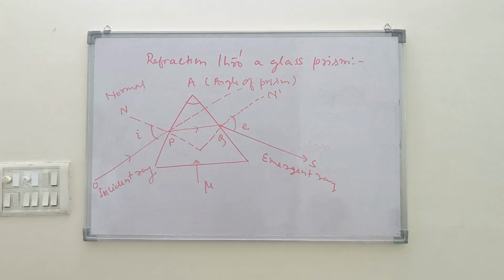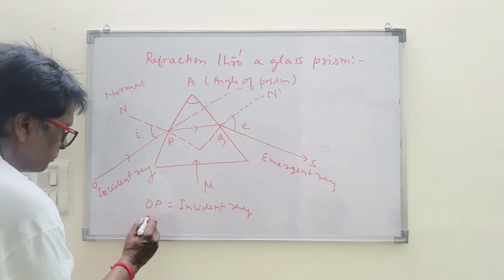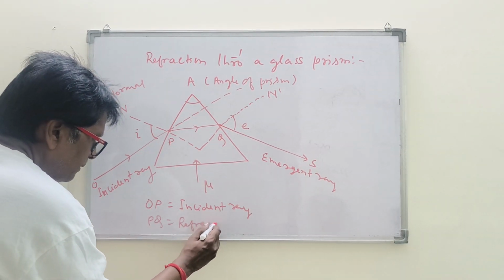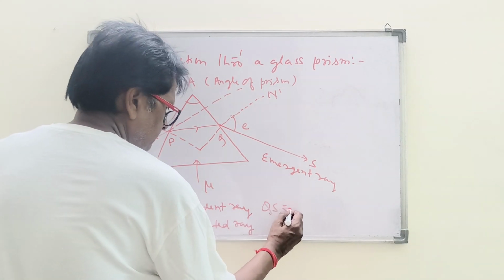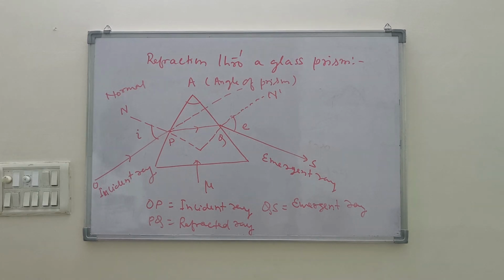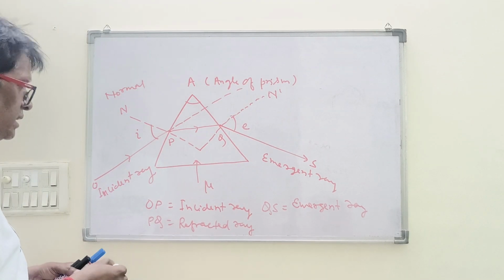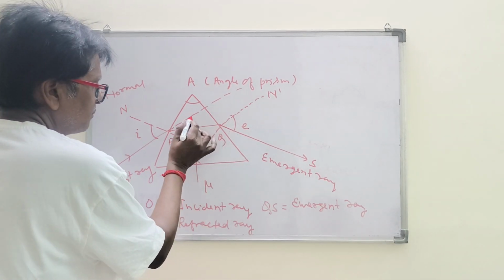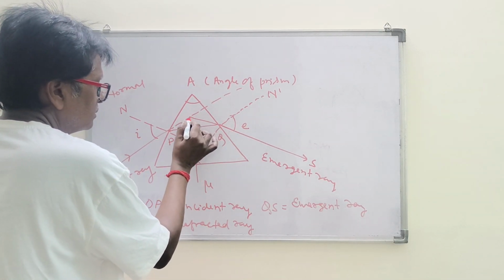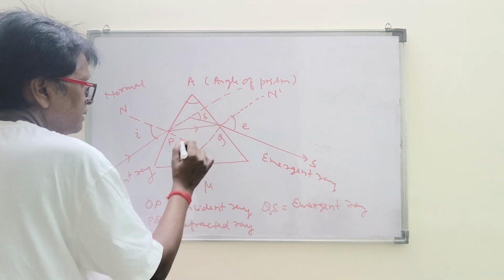So I will repeat again. What are the names of these rays? OP is the incident ray, PQ is the refracted ray, and QS is the emergent ray. So these are the various rays which we have already indicated in the diagram of a glass prism for the refraction of light. Now this angle is the angle of prism. Now see what happens. This emergent ray is deviated from its original path. This was the original path and now it is deviated. This angle is the angle of deviation.